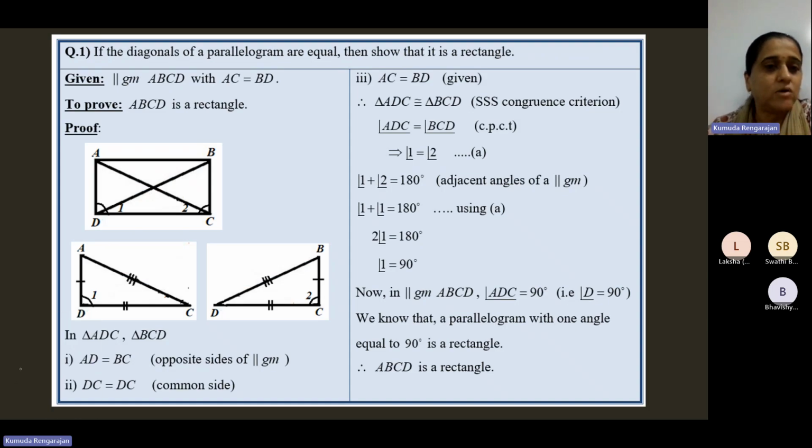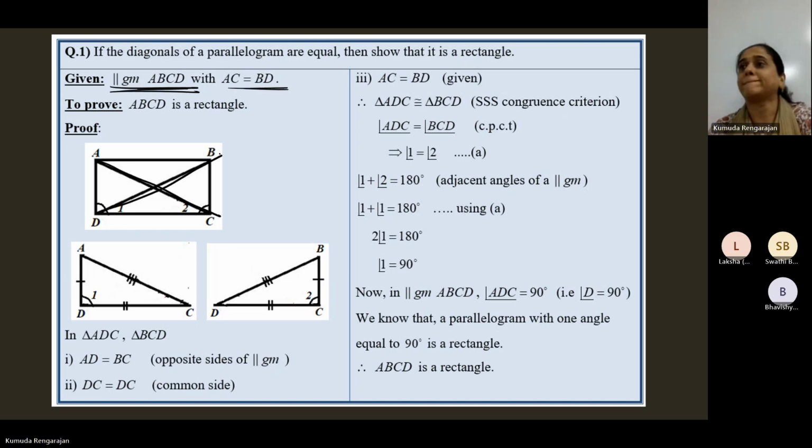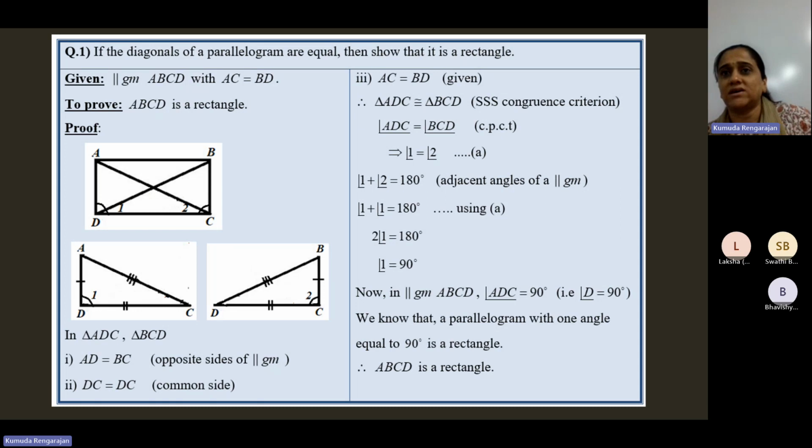Given parallelogram ABCD, it looks like a rectangle, but it's a parallelogram also, right? So parallelogram ABCD with AC equal to BD. That's what is given. Do we understand? We are given a parallelogram ABCD with diagonals equal, AC equal to BD. We need to show it's a rectangle. For that, you just have to prove one angle is a right angle.